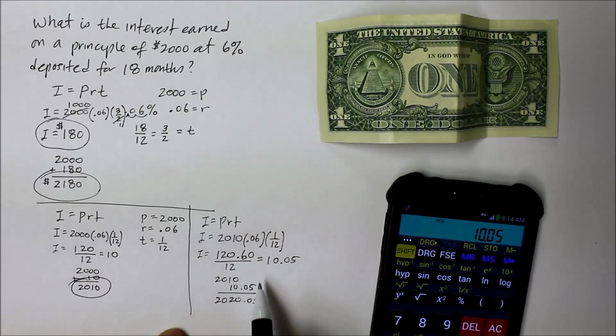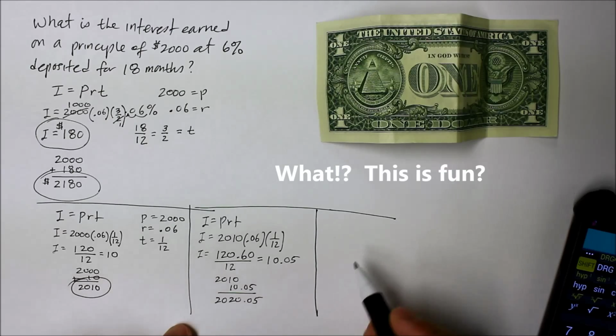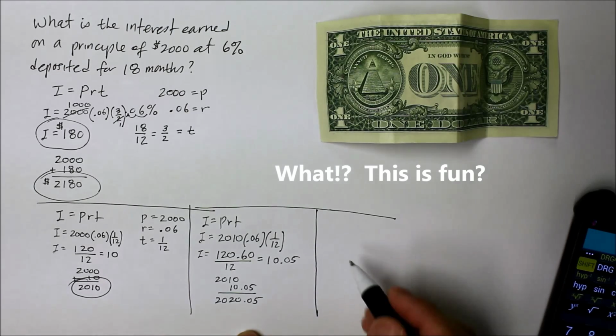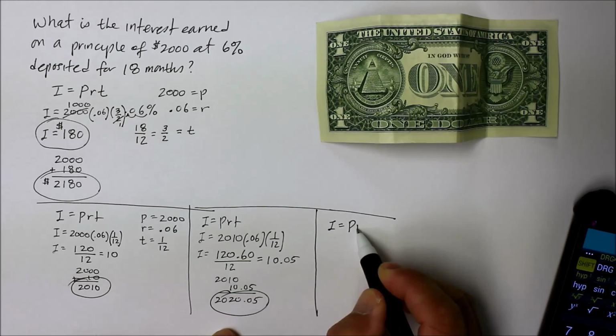Now you could see if I keep this on, let's just do one more just for fun. If you need to, go ahead and fast forward it. But let's take that same amount and do it for the third month. I equals PRT.